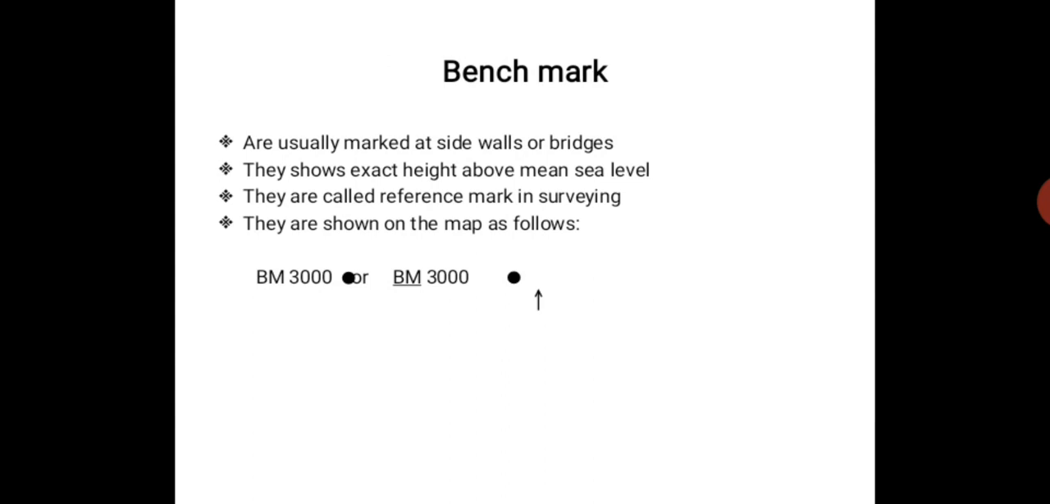These are usually marked at side walls or bridges. Most of you have passed on a newly constructed road or a newly constructed bridge. For example, the bridges that are constructed in Port Harcourt within now. The 3 overhead bridges that are constructed.